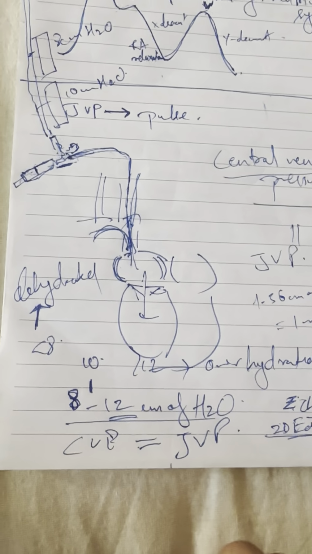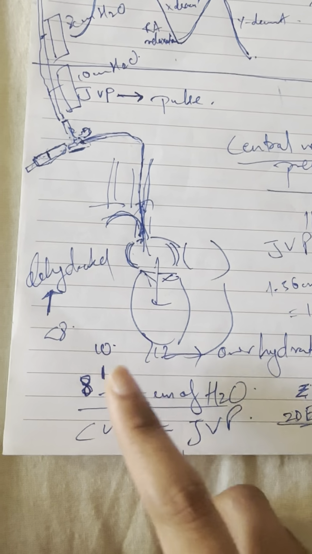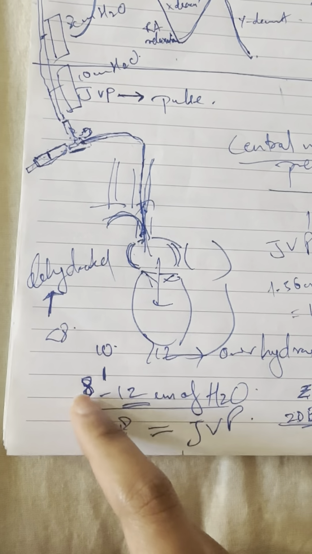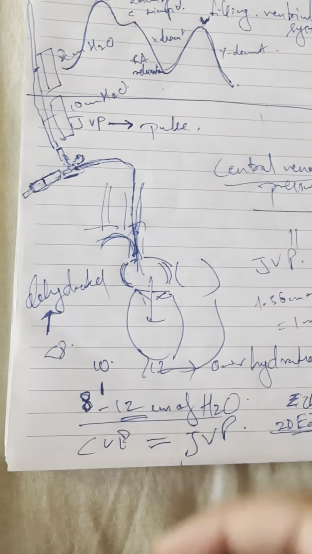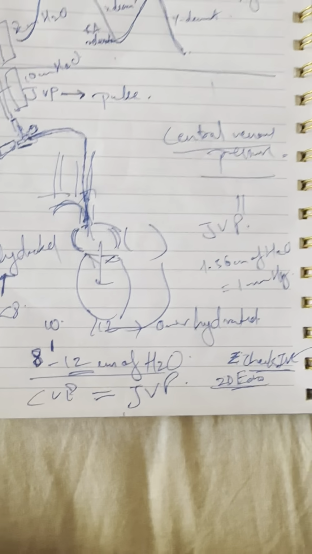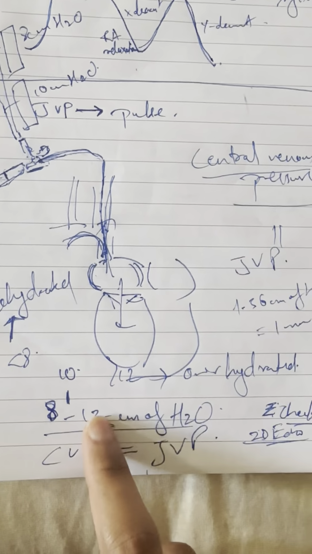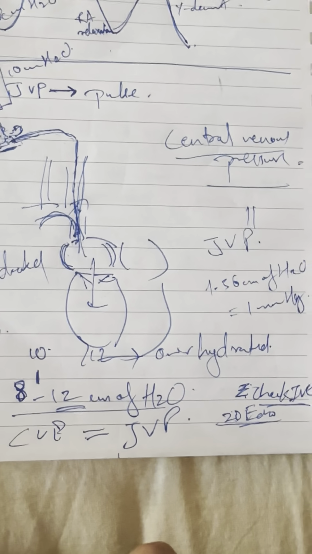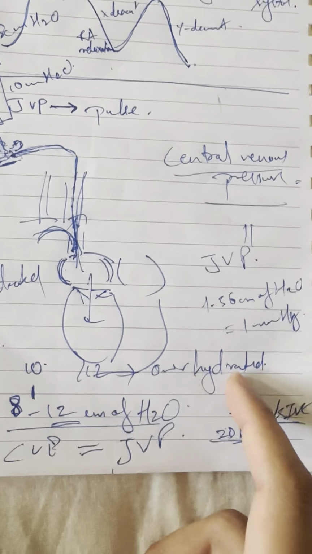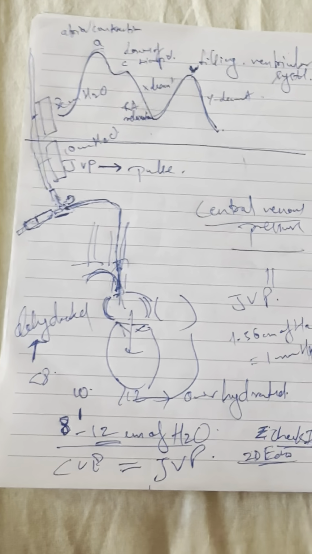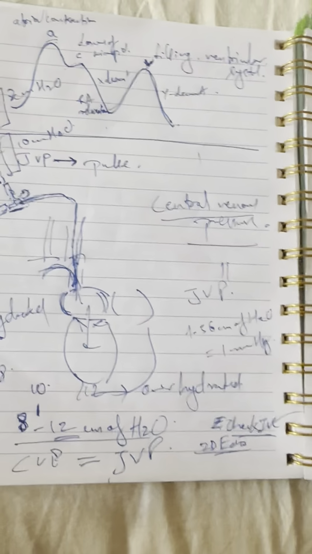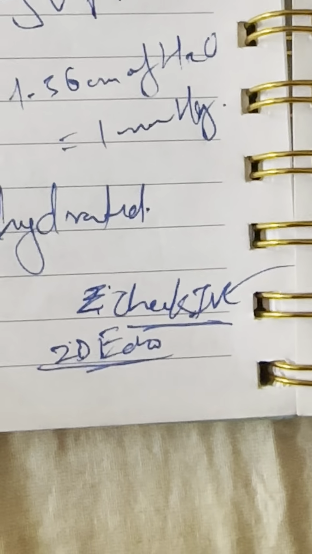The clinical significance of central venous pressure is that if it is less than 8 centimeters of water, that means the patient is dehydrated and we need to increase the fluids that we are giving to the patient. If on the other hand the CVP is more than 12 centimeters of water, that means the patient is overhydrated, that is fluid overload. So we need to take a little bit of a check on the fluid that we are giving to the patient. At the same time, we also check the IVC.